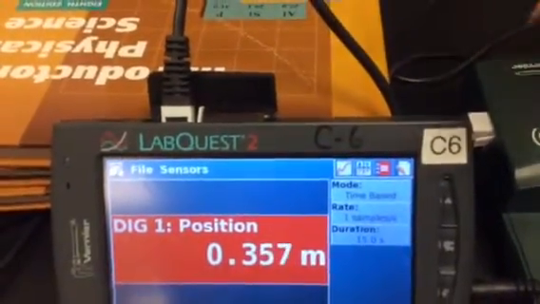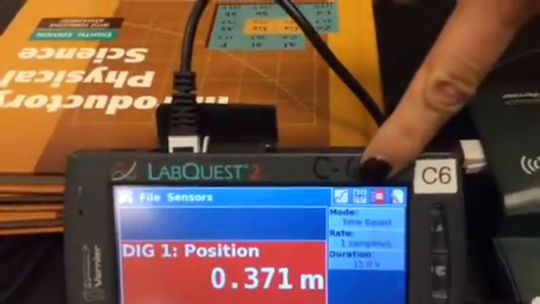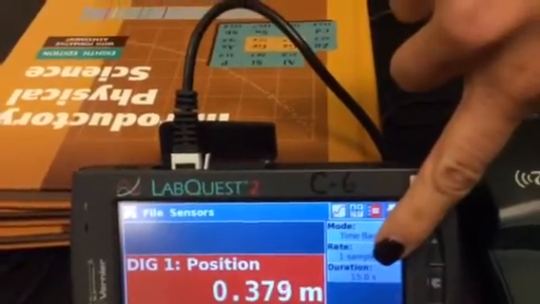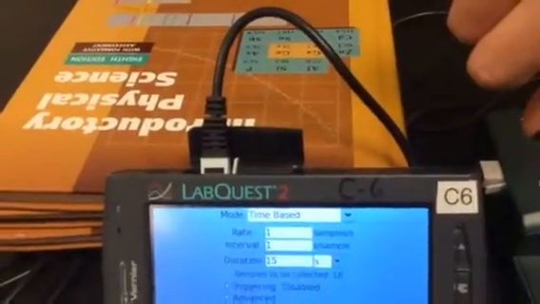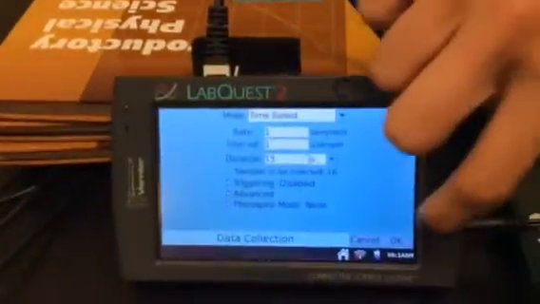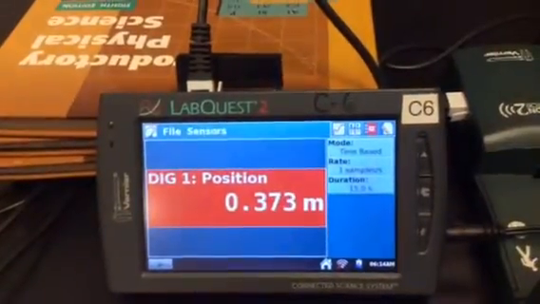Also pay attention to what it says in this mode section here. It should say time-based, rate 1 sample per second, duration 15 seconds. If it doesn't, click anywhere on the screen and it'll let you change it. And then you can just hit OK when you have it the way you want it.